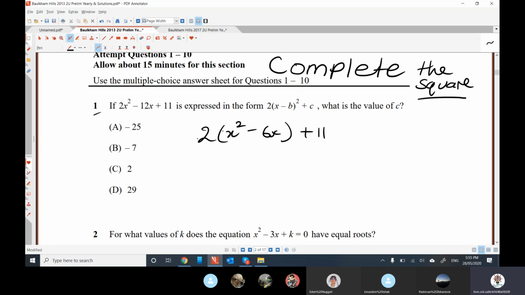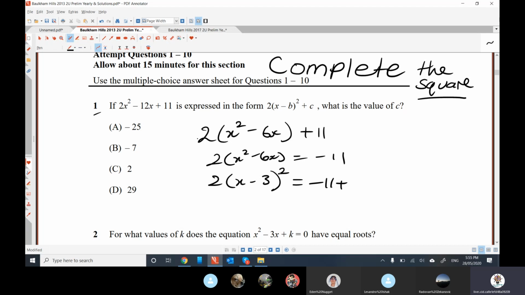So what you've got to do is, I'll accept what Rad said, factorize the 2 out. That's not a problem. I usually bring my constants to the other side. We know that. We half this term, half the 6, square it. And what we've got to add here is 3 squared times by 2.